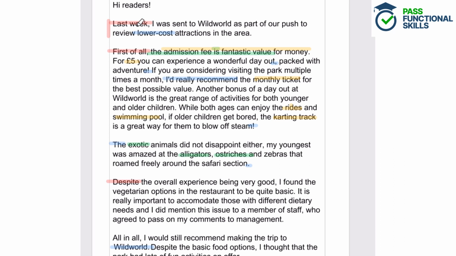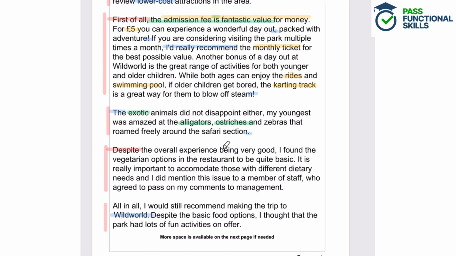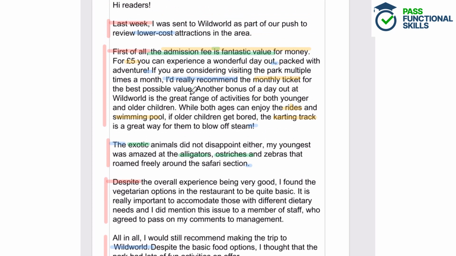The paragraphs also flow in a logical order because we've got the first paragraph introducing what the review will be about. We've got the second one giving details about admission fees and activities available. And then we have another one about animals, then discussing the restaurant, and finally giving a conclusion with some overall opinions.